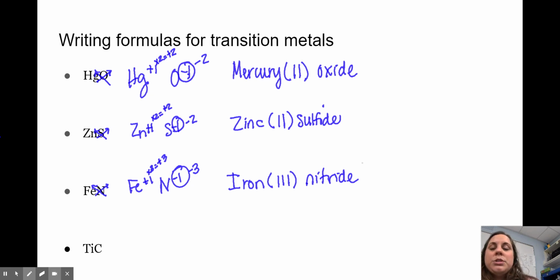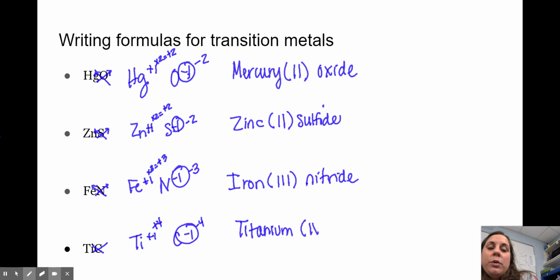Last one on this page, titanium and carbon. When I cross them up, titanium is a +1, carbon is a -1. Check the carbon, that is incorrect. Carbon should be -4. So I know that this has to be +4. Go to write out the words, and it's titanium 4 carbide.